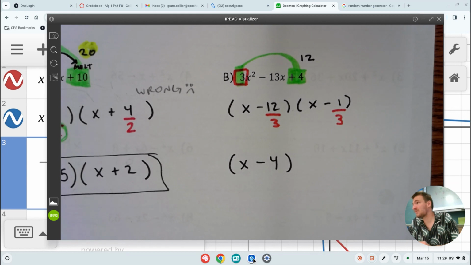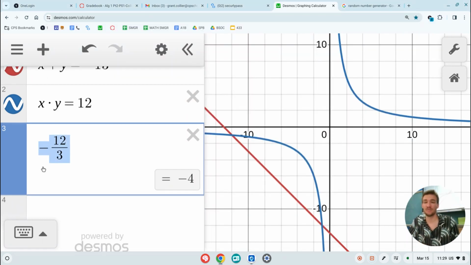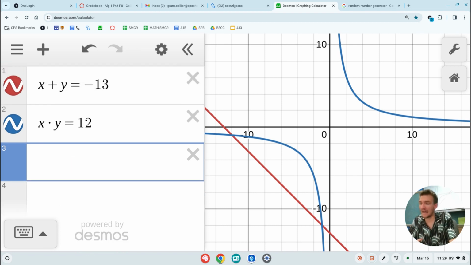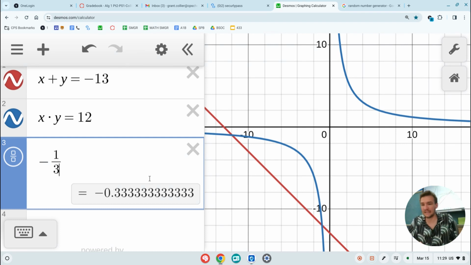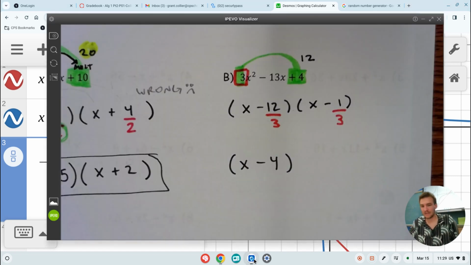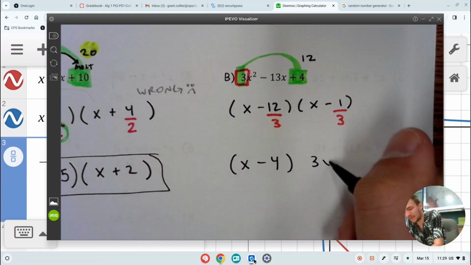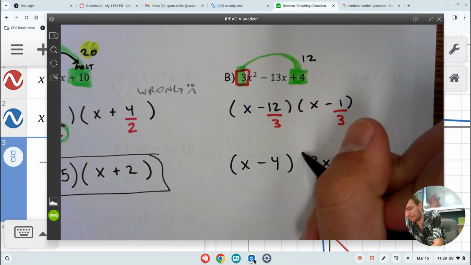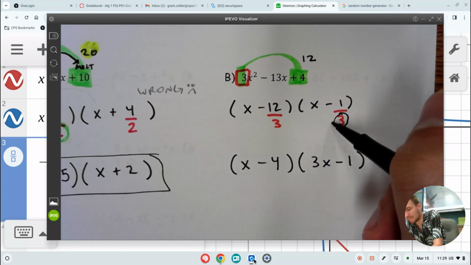I'll be honest with you, at least one of them is guaranteed to stay a fraction. Like that is a guarantee. One of them will stay a fraction. So since that one was not a fraction, I have a feeling that this one's going to be a fraction. Negative 1 divided by 3 is still negative 1 divided by 3. Which number goes out front? The bottom. So you just put 3x minus 1. The bottom goes out front.